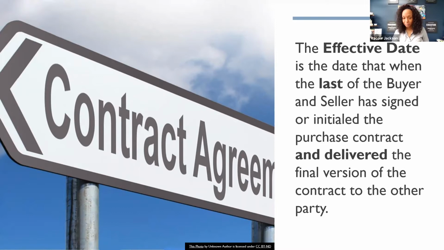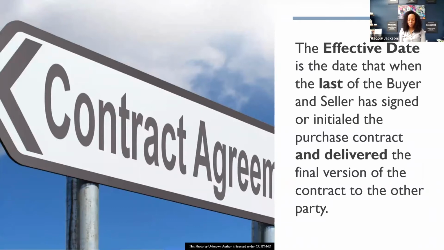Today is July 6th. If I'm the seller, I receive an offer, everything is fine, I sign and initial everywhere. If my agent does not deliver the executed contract back to the buyer's agent until tomorrow, the effective date is tomorrow, July 7th. This is very important. So let's go again. The effective date is the date when the last of the buyer and seller has signed or initialed the contract and delivered the final version of the contract to the other party.